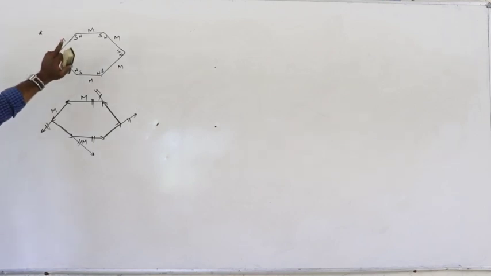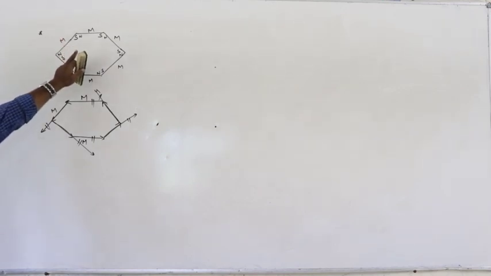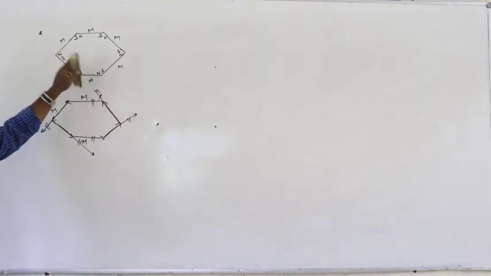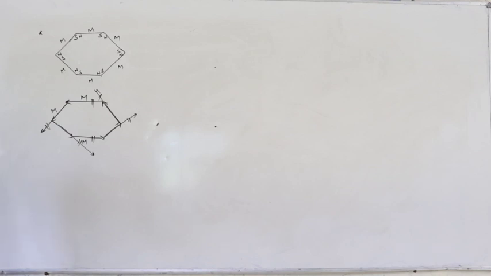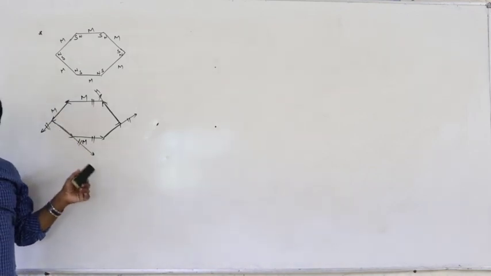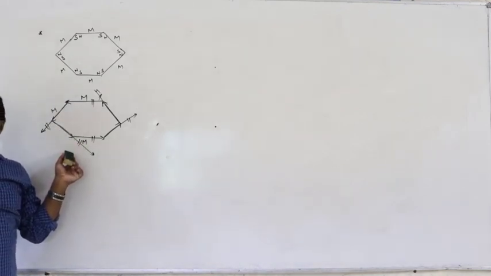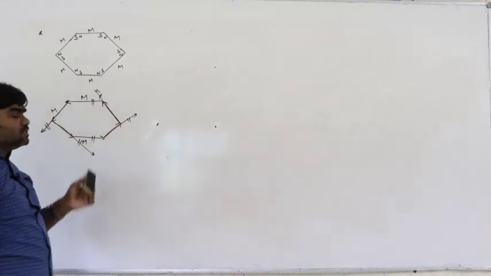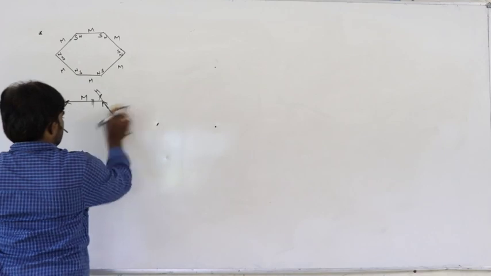6 identical magnets arranged in the form of a regular hexagon, so that unlike poles are touching each other, the net magnetic moment of the system must be 0 here.